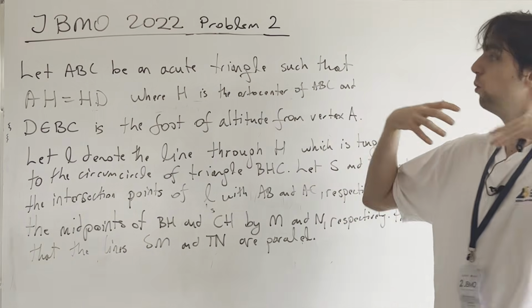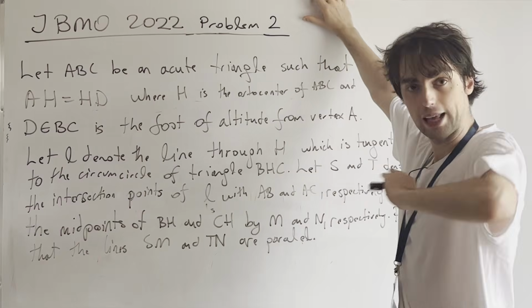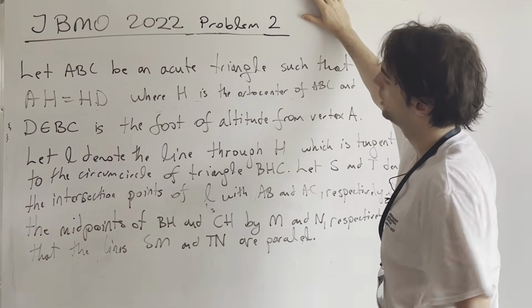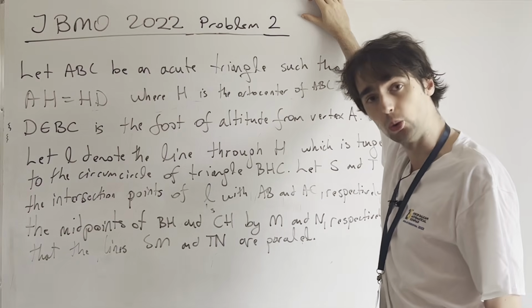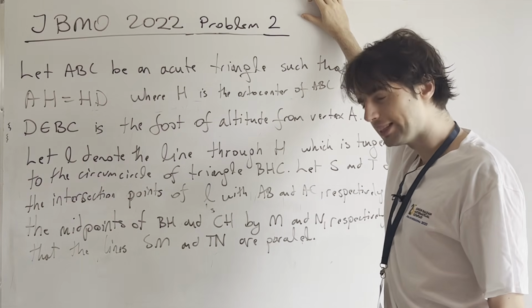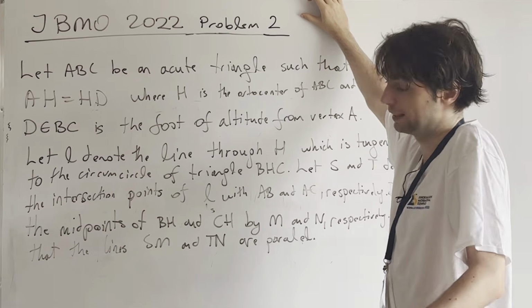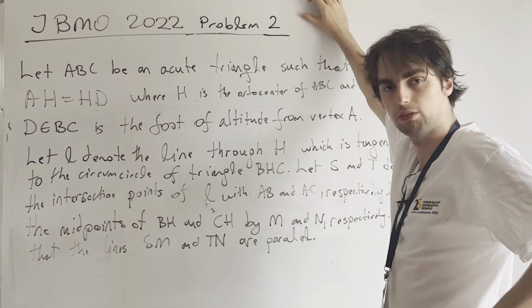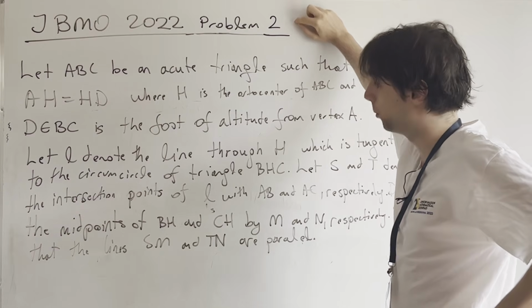You want to see what is new, what is different, what is old. So we have a triangle, acute. Okay, this is very regular. And then, whoa, AH is HD. This is new. What does it mean that the orthocenter is at the same time the midpoint of the altitude from A? Interesting, right? This is new.